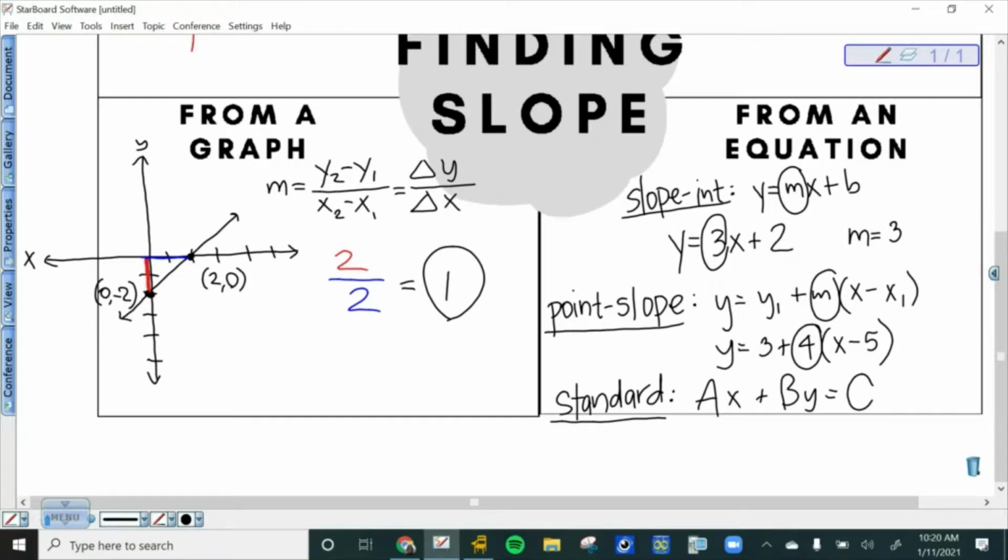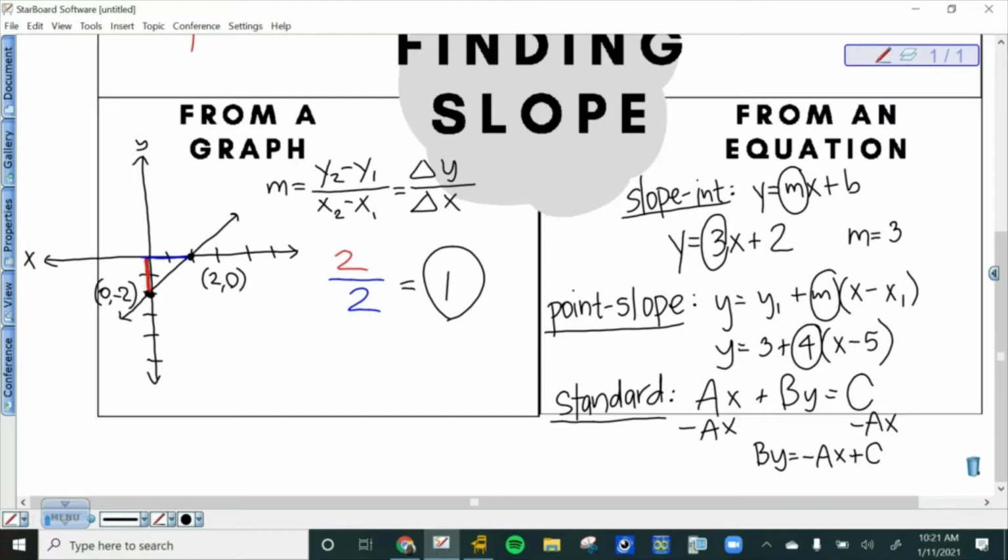So let me show you this. You can copy this down. I want to get my y all by itself, just like it is in slope-intercept form. So first thing I'm going to do is get rid of this ax. I'm going to move it over to the other side. To move it over, I need to subtract it. So I subtract ax, which means I also have to subtract ax over here. And now I'm left with by equals negative ax plus c.